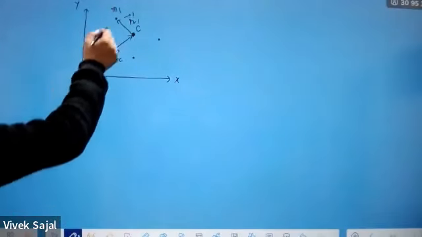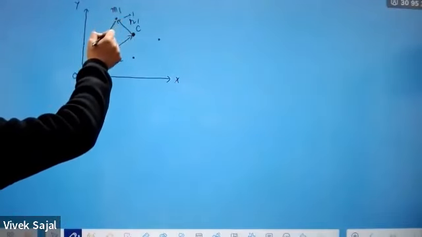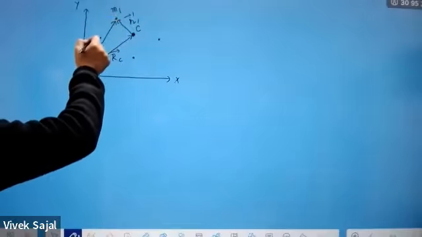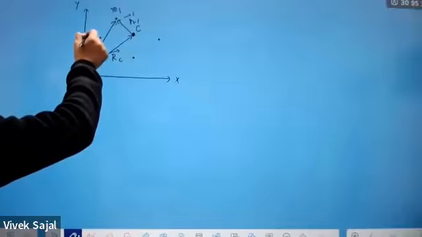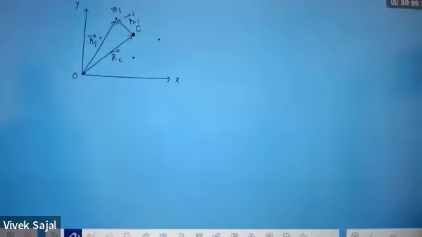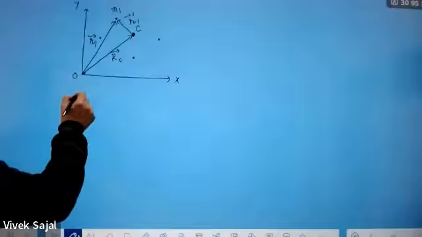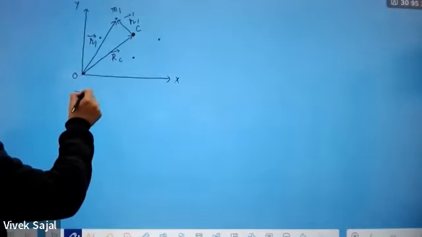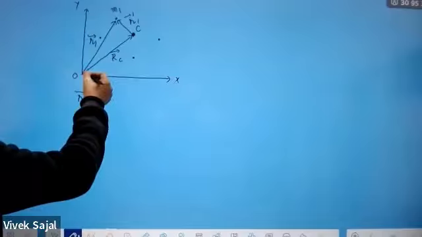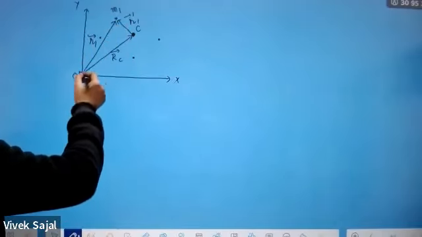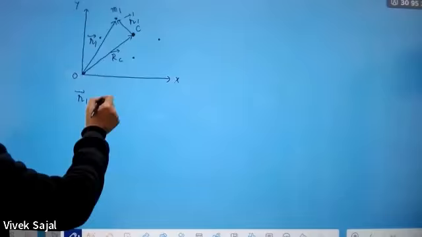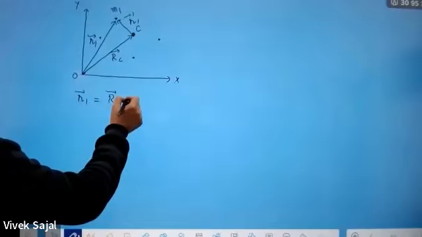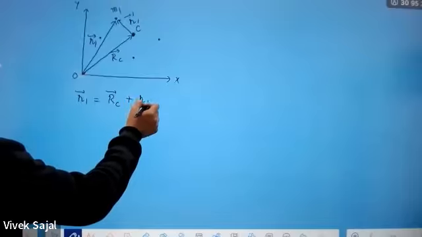With respect to the origin, what is the position vector? The position vector is R1. So what will be R1 here? From the vector addition, you know that this R1 will be equal to RC plus R1 prime.